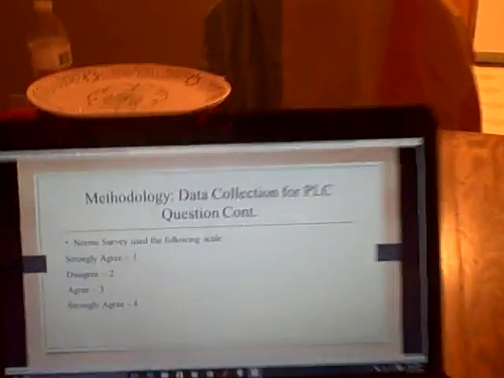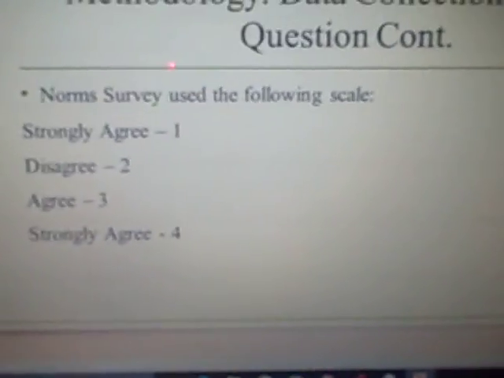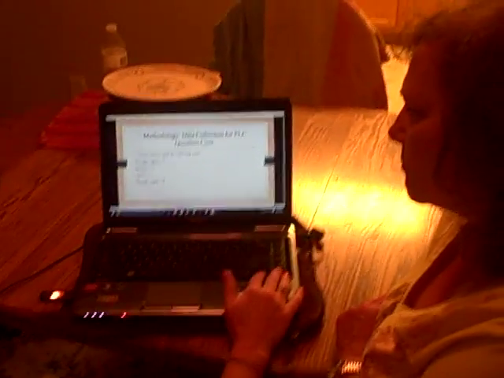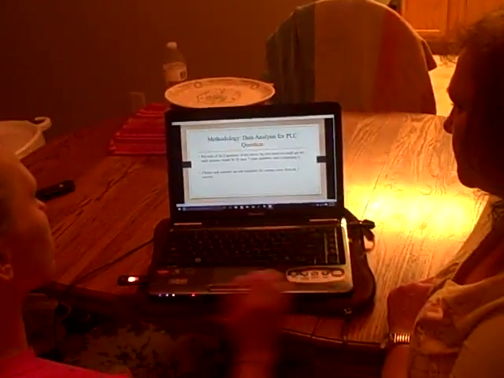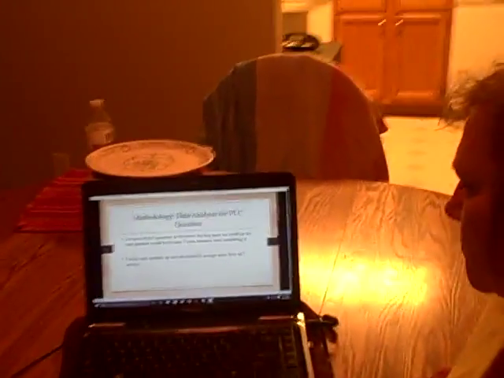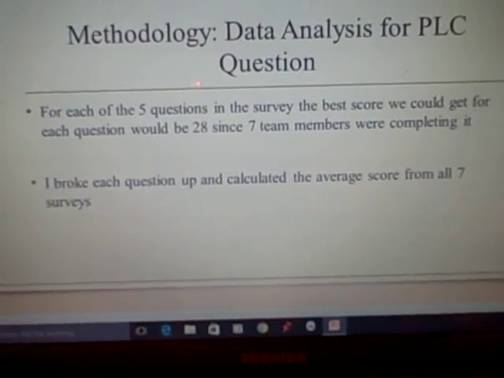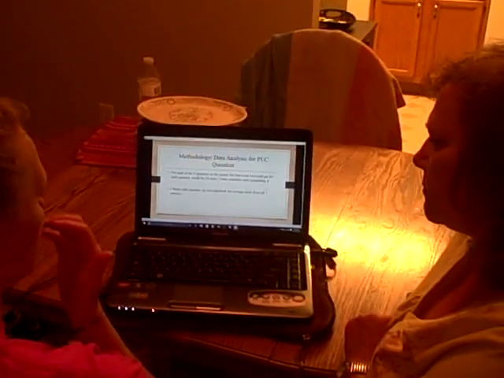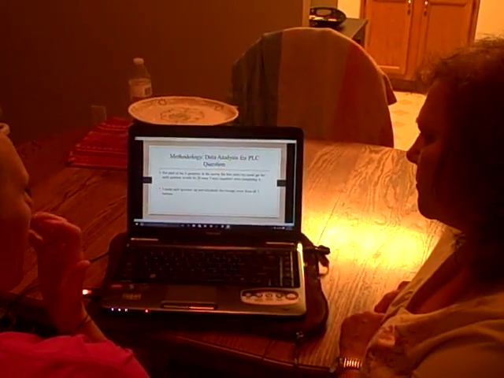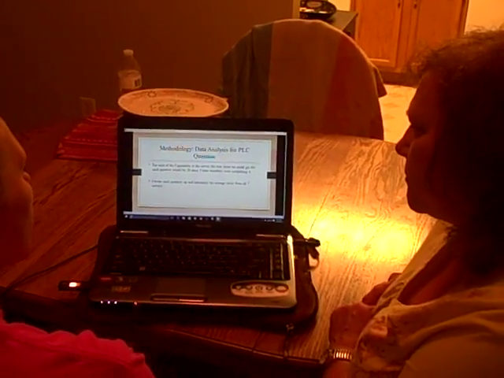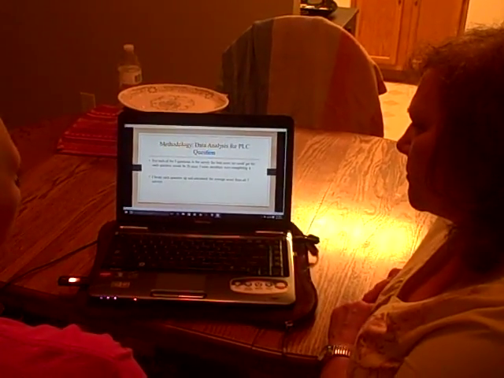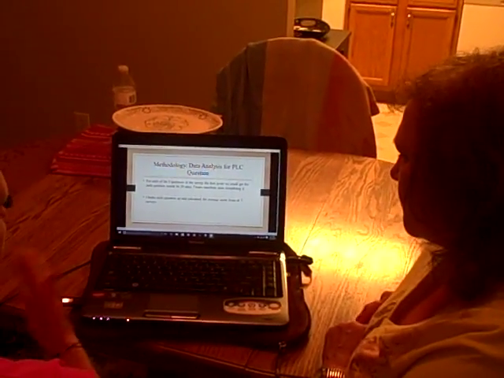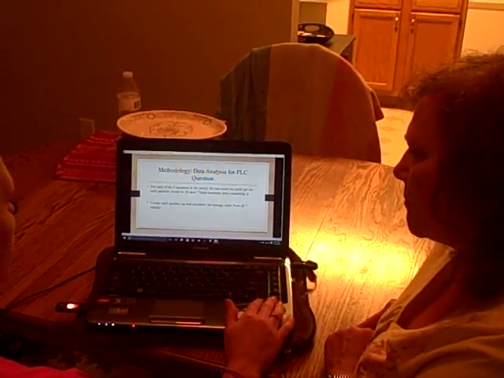So the survey used the following scale: 1 was for strongly disagree, 2 was for disagree, 3 agree, and then 4 strongly agree. For the data analysis, for each of the 5 questions in the survey, the best score we could get for each question would be 28, since 7 members were completing it, and the highest score you could get was a 4 for each question. I broke each question up and calculated the average score from all 7 surveys.